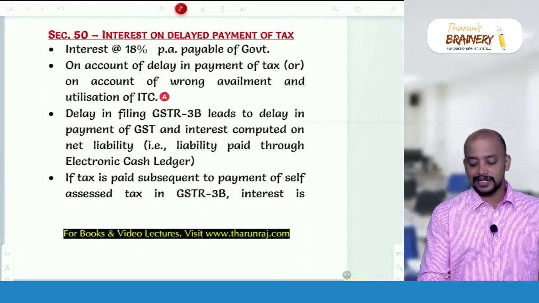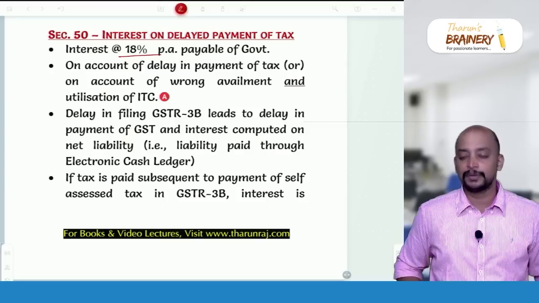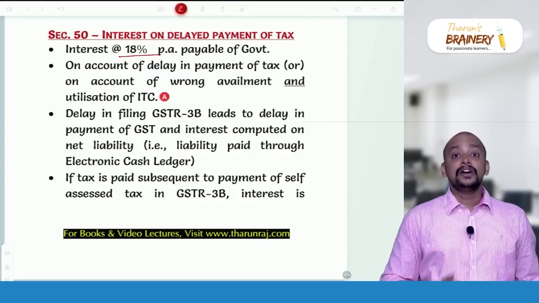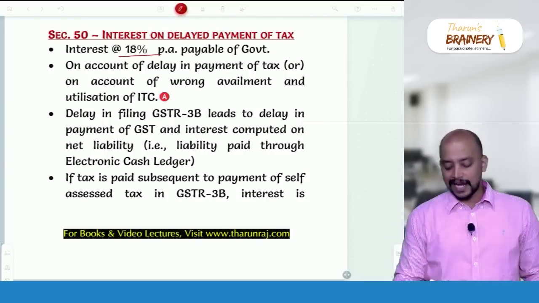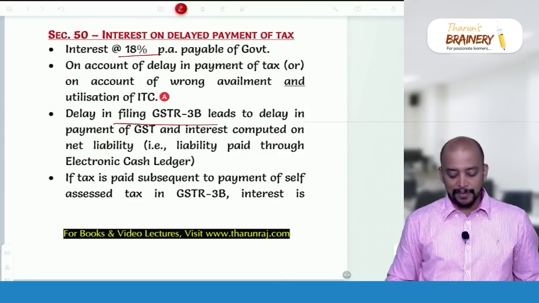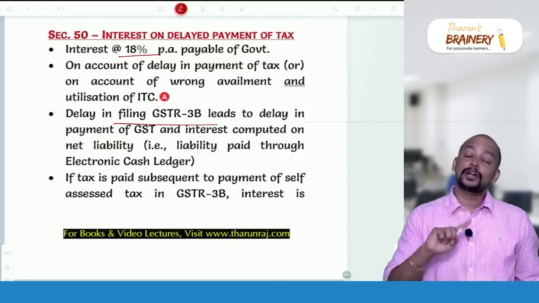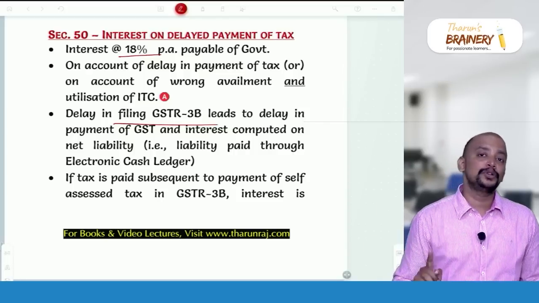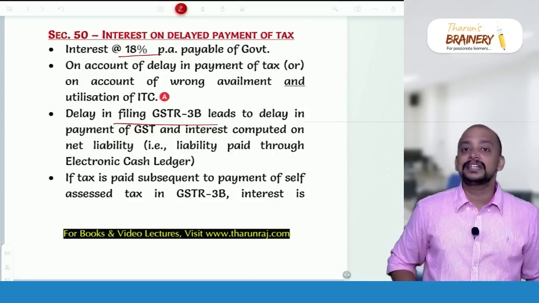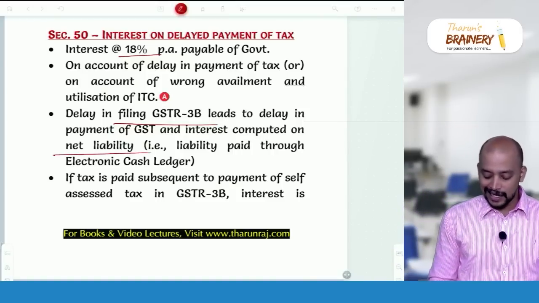So what is the rate of interest? 18% per annum payable to government. So why is this interest payable? Either on account of delay in payment of tax or wrong availment and utilization of ITC. So delay in filing 3B. Whenever there is a delay in filing 3B, there is a delay in payment of tax. Then interest is not computed on gross liability, but only on net liability. Net liability means what? Gross liability minus ITC plus GST under RCM. So that will be the net liability.